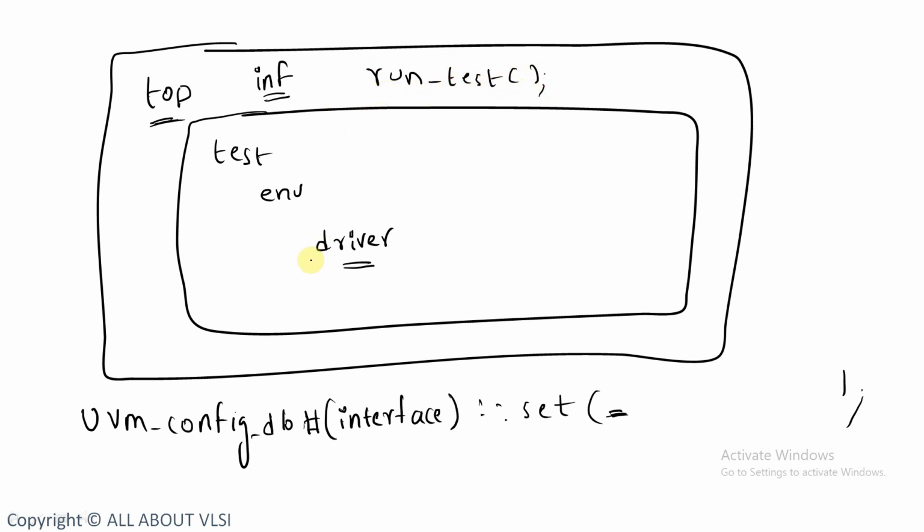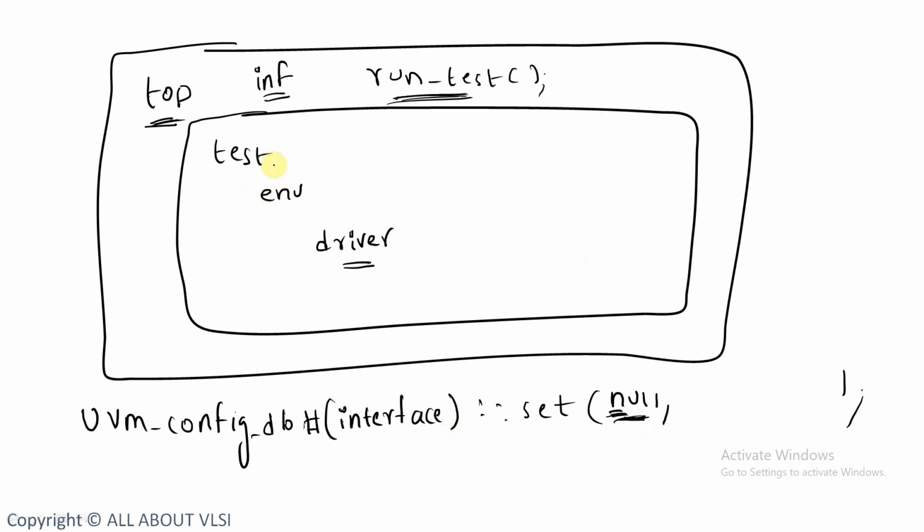If you remember why run_test is used, if we call this particular method, then only all the components will be created. So here top is not a component. That's why we are going to mention null. Whenever we are using our UVM config DB inside our top, we are going to use null as the argument, and whenever you are using UVM config DB for setting any data or entering any data into the database, you should always use this keyword.